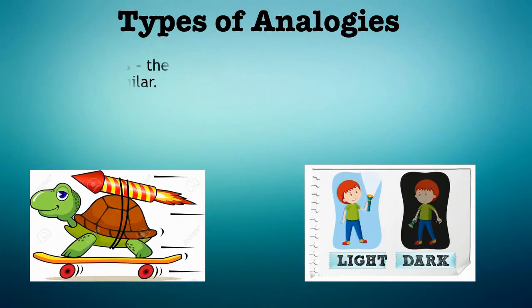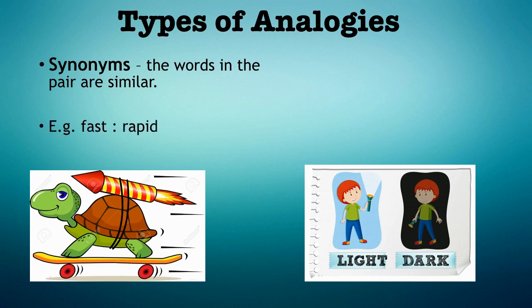Other types of analogies include synonyms and antonyms. With synonyms, the words in the pair are similar. For example, we have fast is to rapid. They're similar in meaning. Backward is to reverse. They are also similar in meaning.